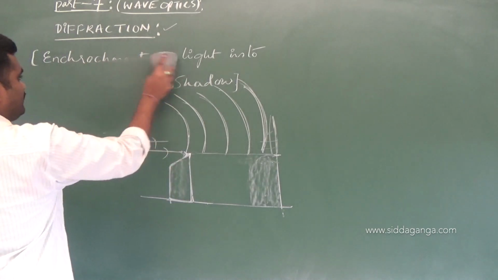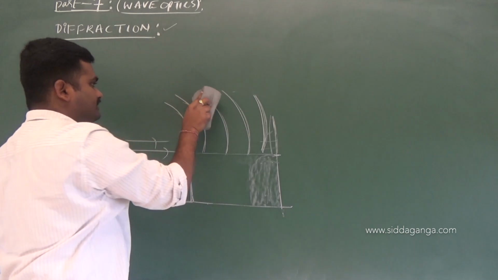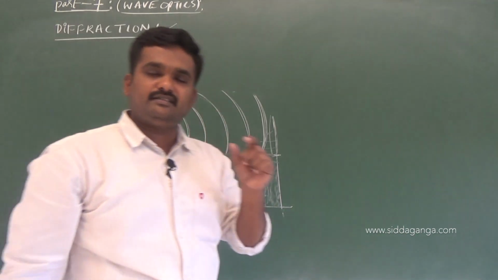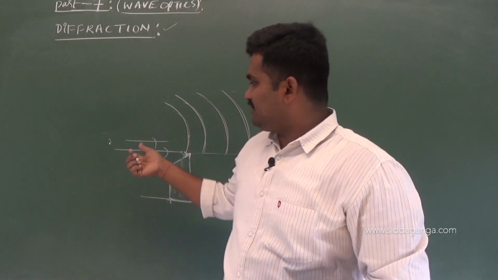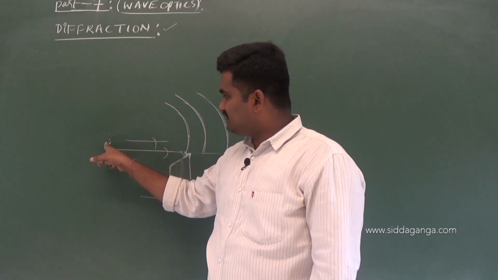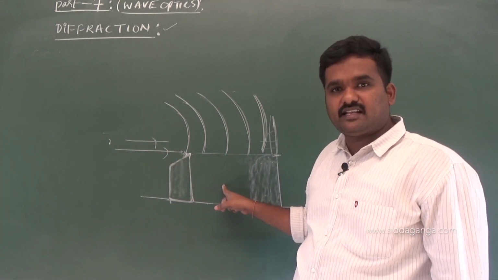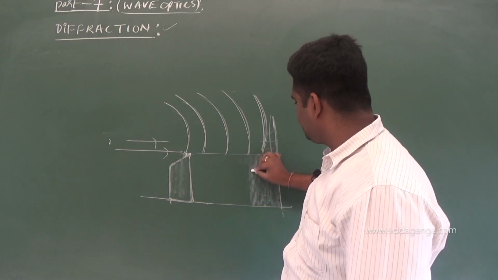But these primary wavefronts can travel only in the region where the light is being emitted, which is this region only, throughout in all the directions. But this light cannot produce any light in this region directly. Keep it in mind. So how come you can see some brightness in this region?